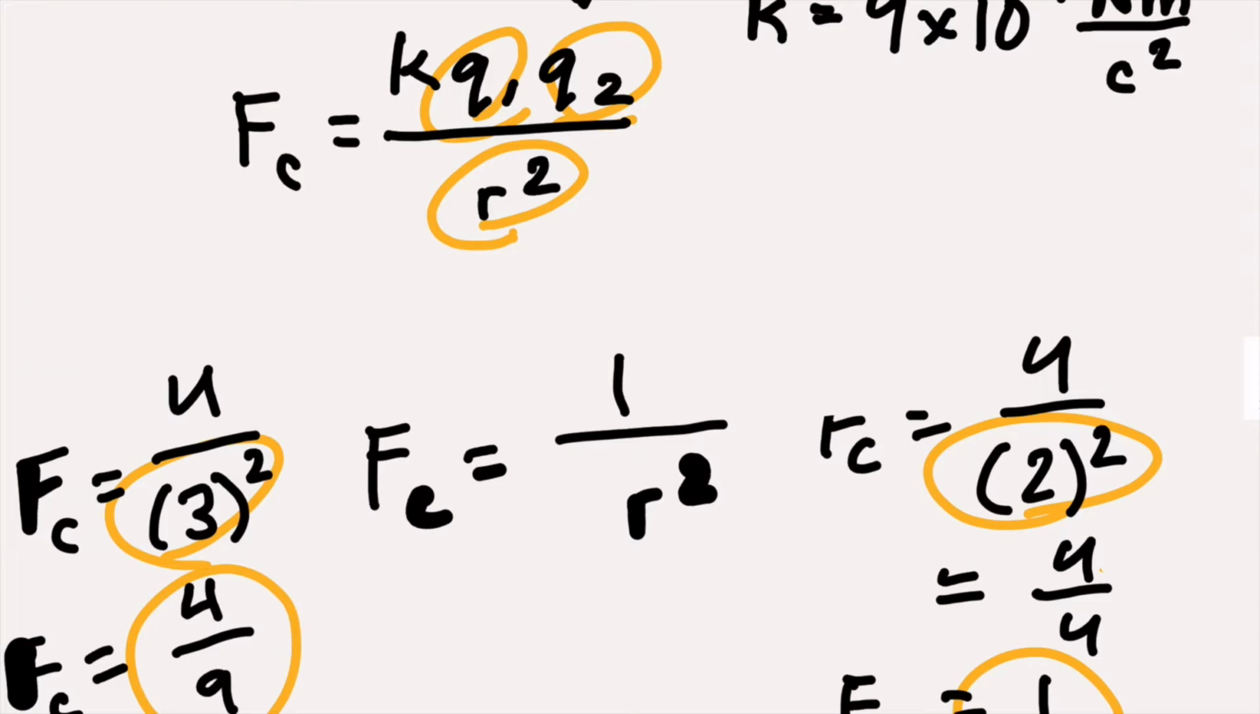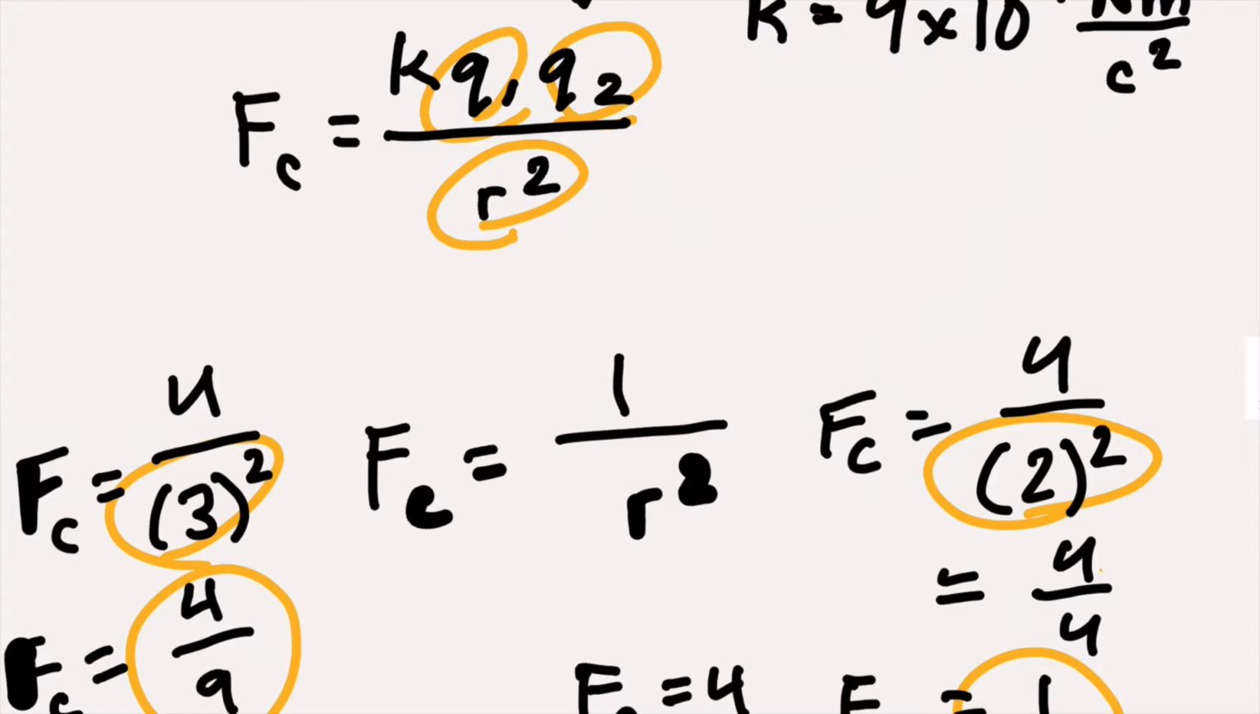Doubling distance doesn't double Fc, but rather has an inverse squaring effect. Fc is 1/4 the original value, as we saw just now. When r is 1, Fc is 4, but when r is 2, Fc is 1.